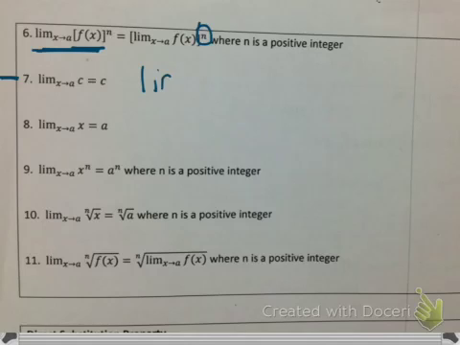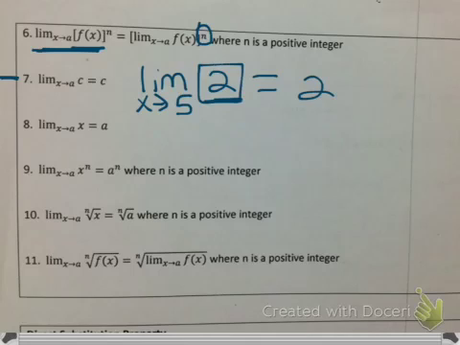So for example, the limit as x goes to 5 of 2. Well, this property is saying it's 2. Why? Because this is just a horizontal line. So, any constant, think about y equals 2. That's y equals 2. So the limit as x approaches anything is going to be that number. So the limit of any constant, any number, is just itself.